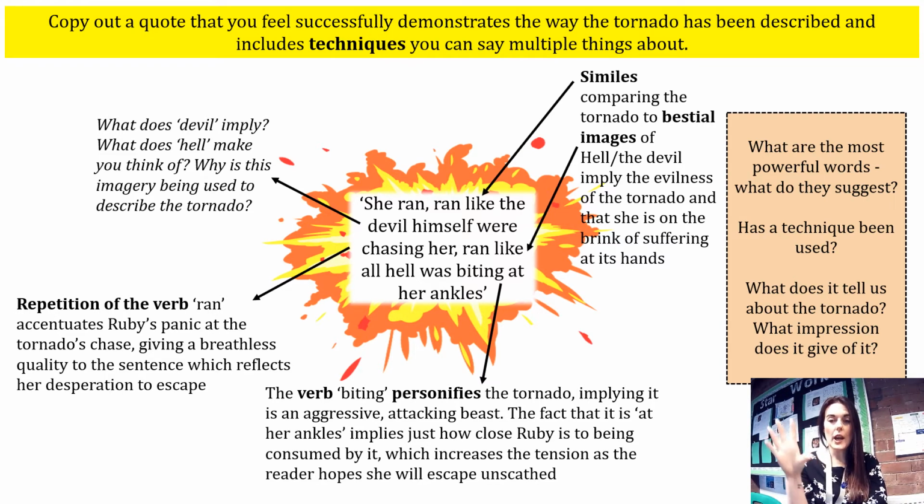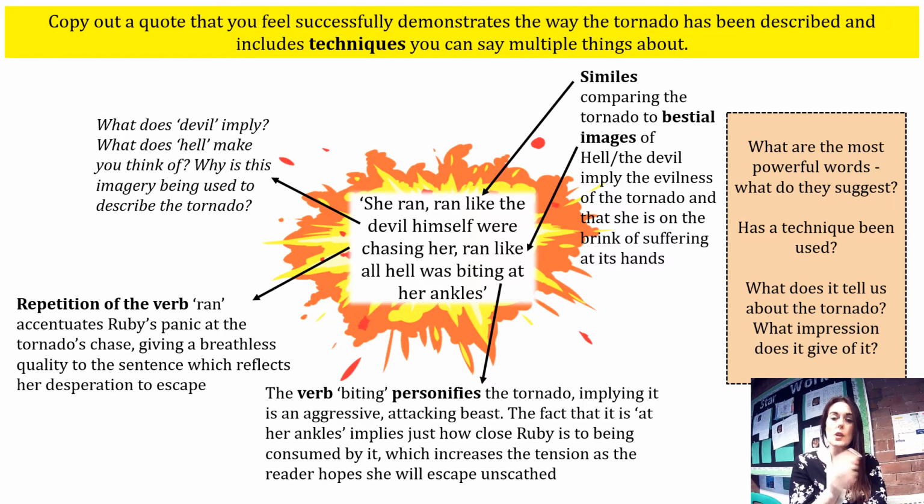So the fact that the tornado is biting, it personifies the tornado. It implies that it's an aggressive, attacking beast. The fact that it's at her ankles implies just how close Ruby is to being consumed by it, which increases the tension as the reader hopes she will escape unscathed. So obviously we don't want a 13-year-old girl attacked by a tornado or a violent dog. So the effect on the reader is very much that they're hoping that Ruby will escape, and it makes the reader want to read on to discover. Remember, that's not a full sentence. It makes the reader want to read on to discover what happens to Ruby and to see if she escapes unscathed.